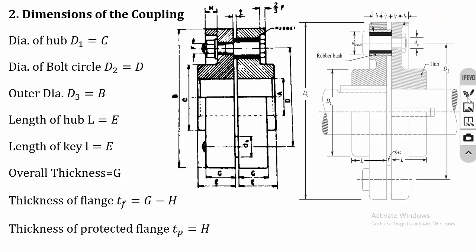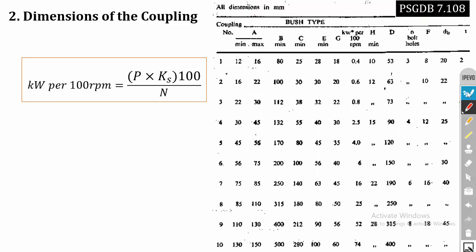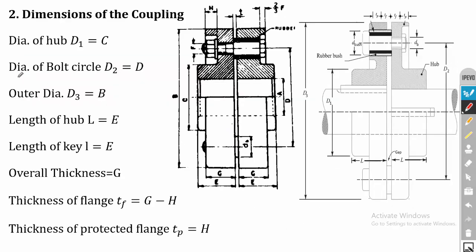You can see the table. For the coupling number 4, the C value is, yeah, here you can see that, the C value is 55. So C means it is the diameter of the hub. Then the diameter of the bolt circle is D2, and here you can see the image from the data book. The diameter of the bolt circle is given as D. So you can write D2 is equal to D, and you can take the value from the data book.